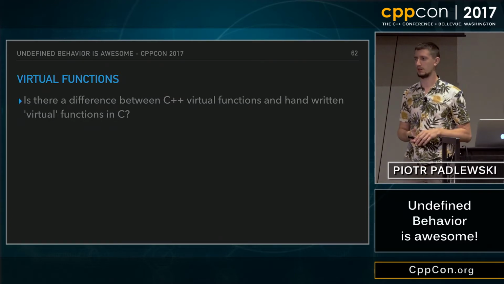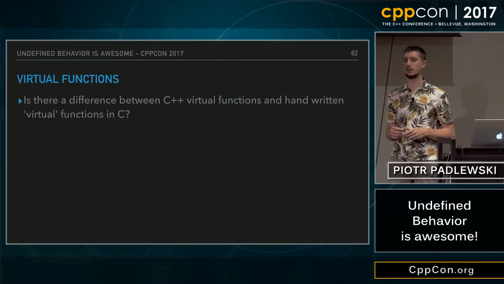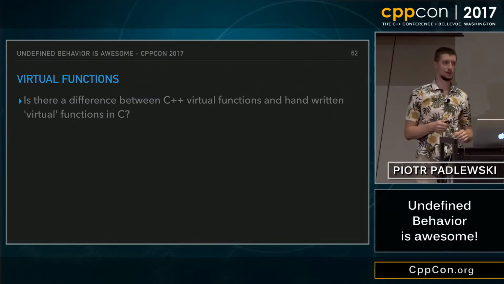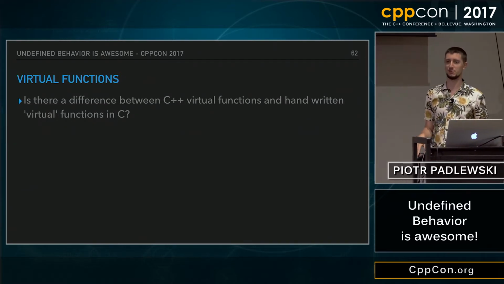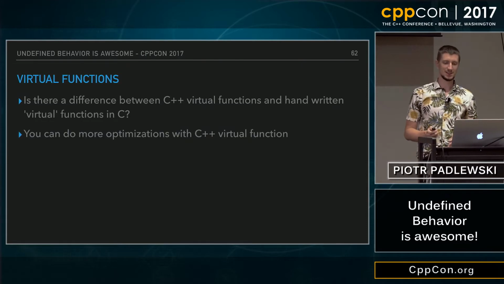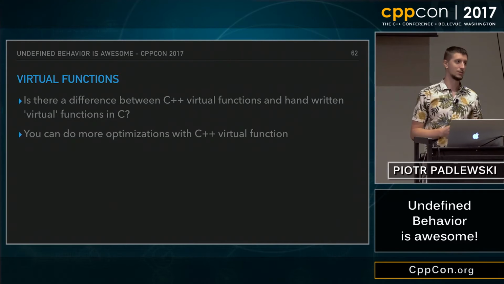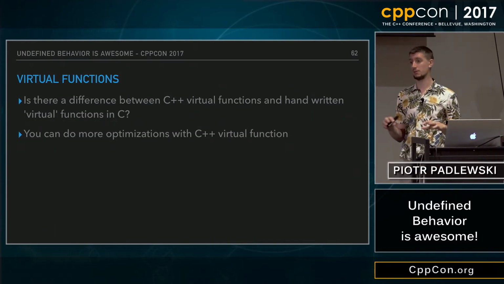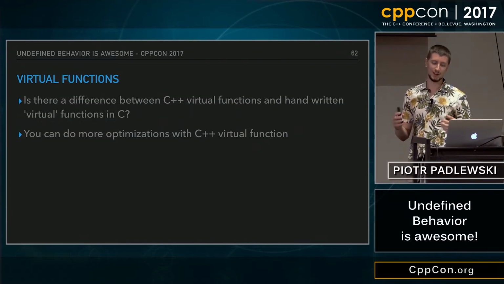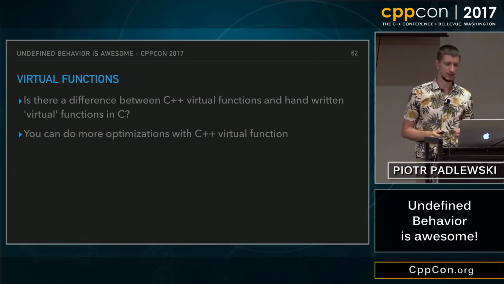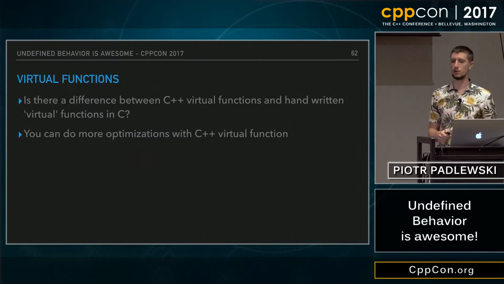Is there any difference between virtual functions and virtual functions written in C, right? Because you probably have some colleagues writing C code and they say, oh, I don't need C++, I can write virtual functions on my own, right? But actually C++ virtual functions can be faster, okay? Because assuming we have the same semantics of the virtual functions and we don't do some tricks that C++ does not do, then the compiler can perform more optimizations on C++ virtual functions.